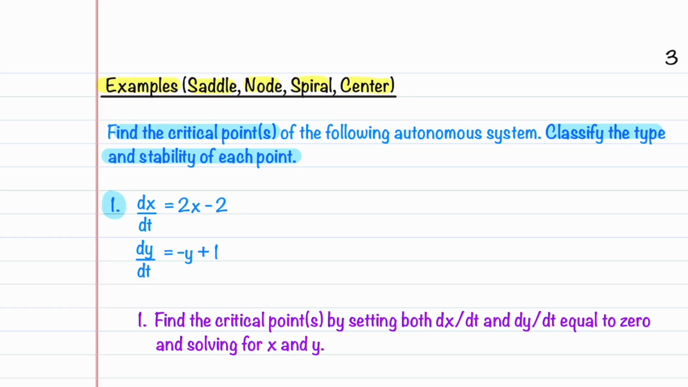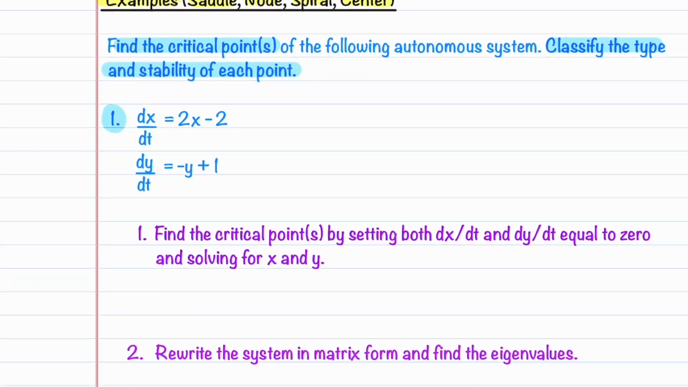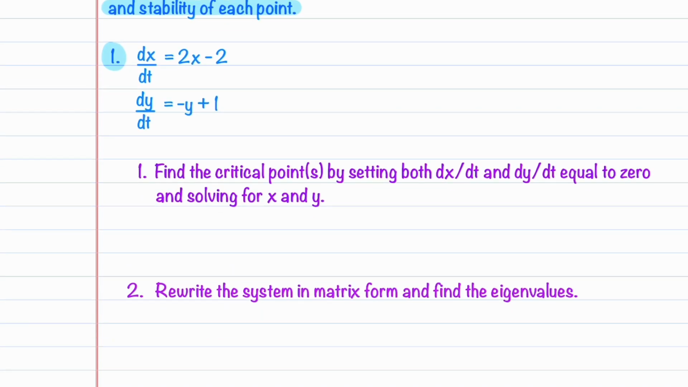In our first example, we have dx/dt is equal to 2x minus 2, and we have dy/dt is equal to minus y plus 1. I've written down 3 steps that we can follow, and we'll start with the first one. We're going to find the critical points by setting both dx/dt and dy/dt equal to 0, and then we'll solve for x and y.